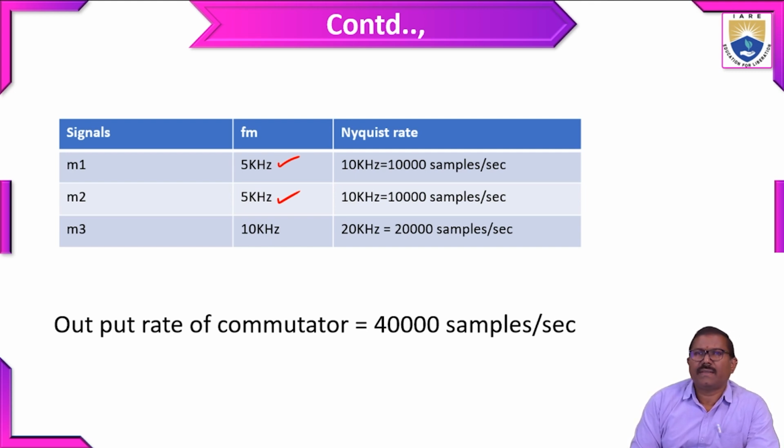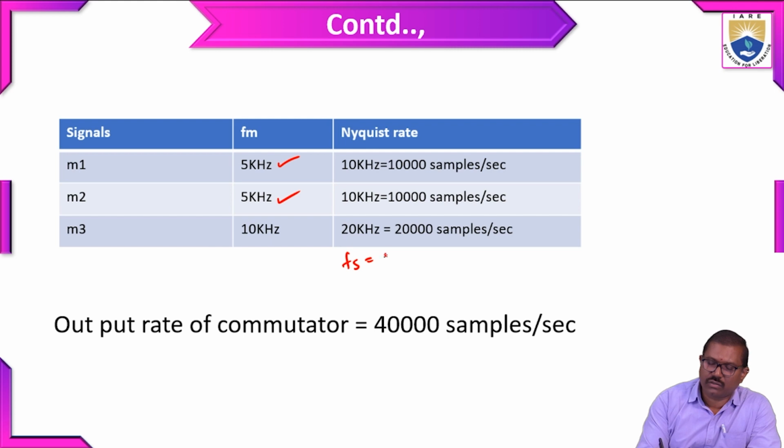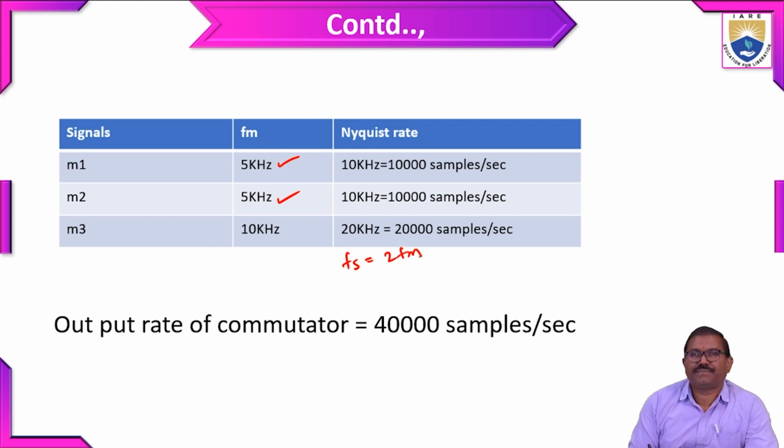And the third one is 10 kHz. So what is the Nyquist rate? 2 into fm, so we write Fs equal to 2 fm in general. So 2 into 10 is 20. So 20 kHz gives 20,000 samples per second.